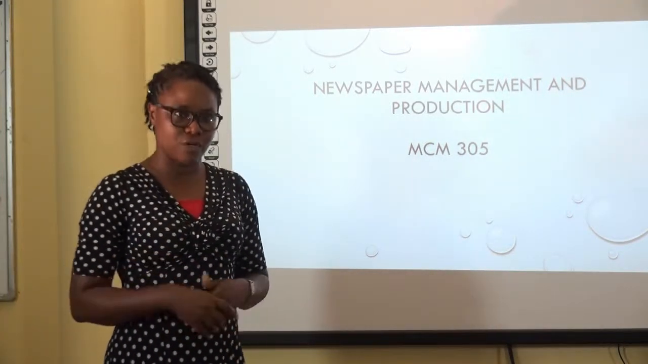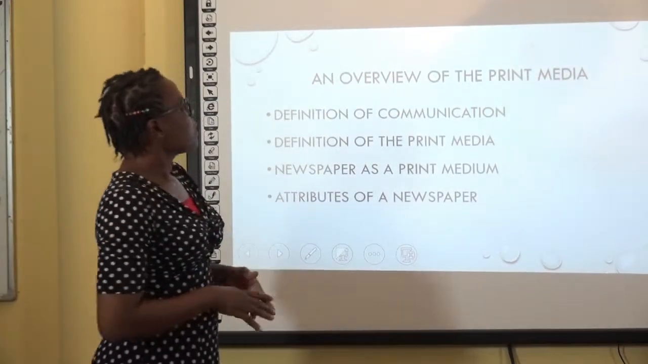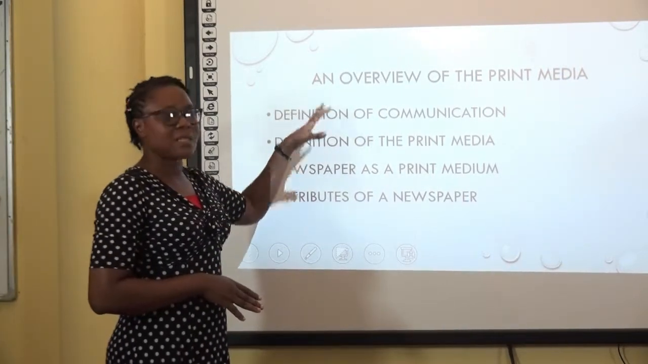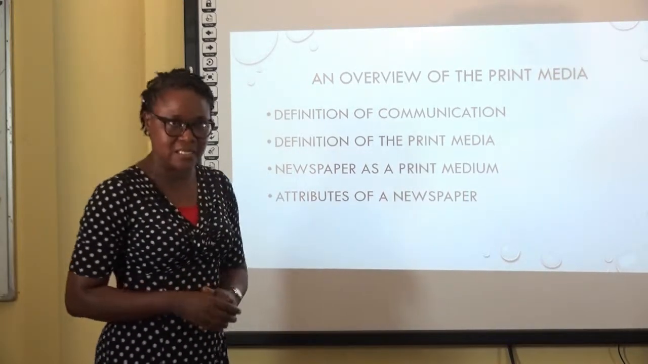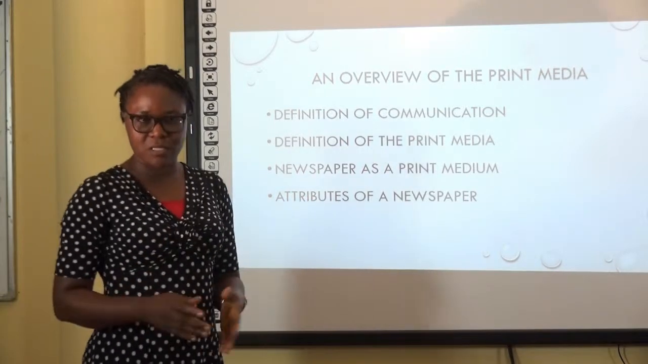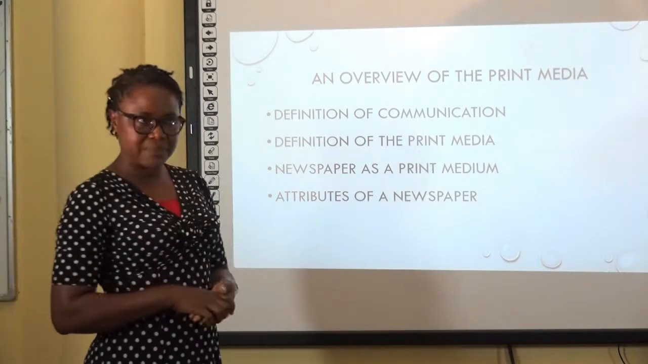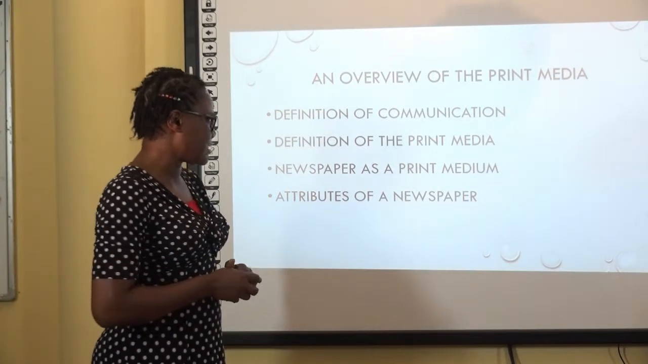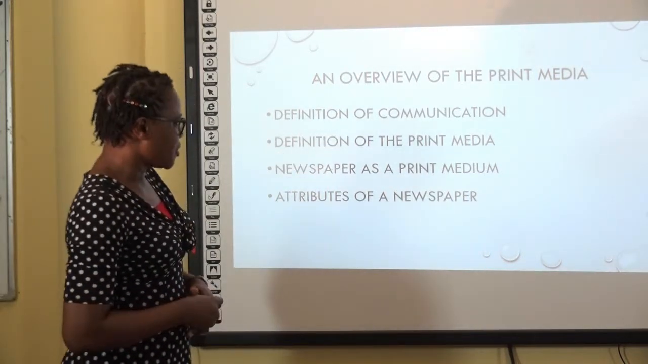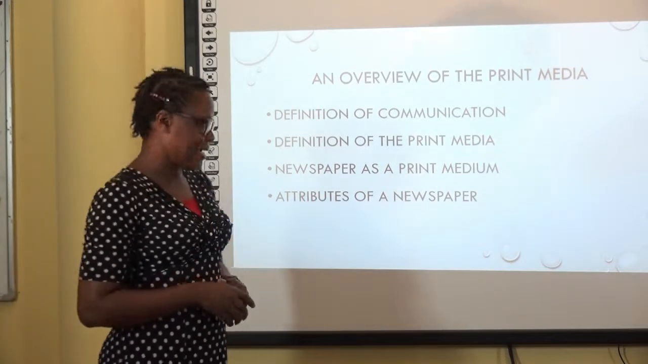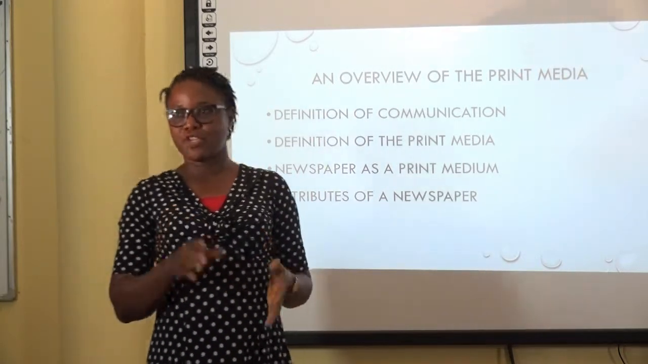So for this particular lecture, we're going to look at 5 components. And the components are within the overview of print media. So we're going to be looking at what the print media is. But before we do that, as is our custom, we need to go back and refresh our memory as to what communication is, what mass communication is, then before we come down to the print medium. So we are going to be looking at the definition of communication, definition of the print media, newspaper as a print medium, and the attributes of a newspaper.